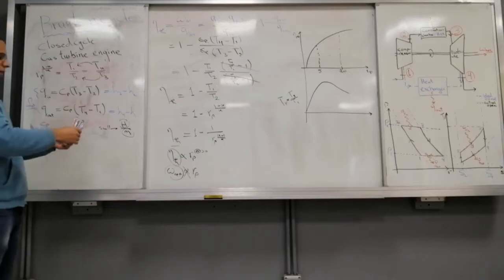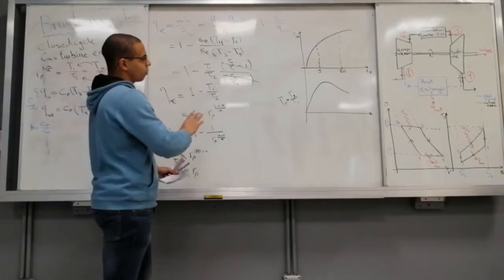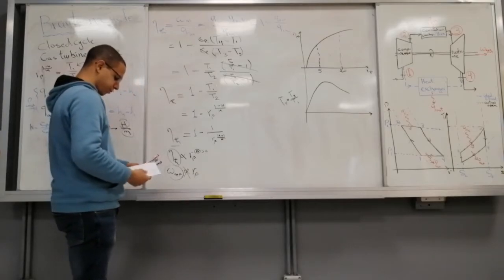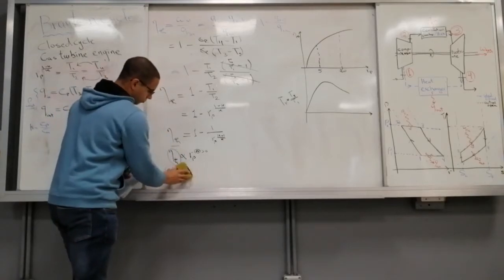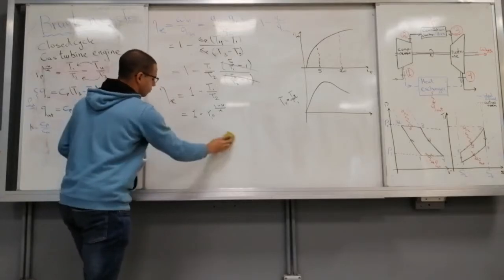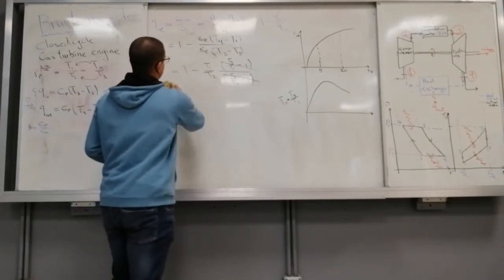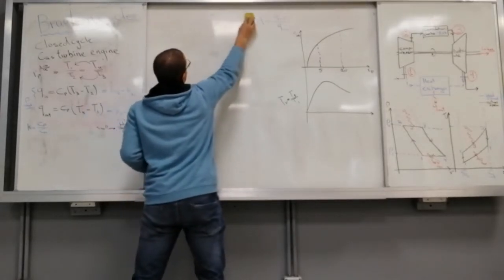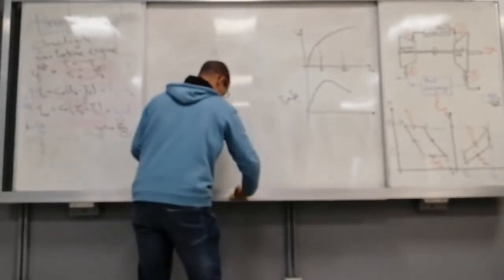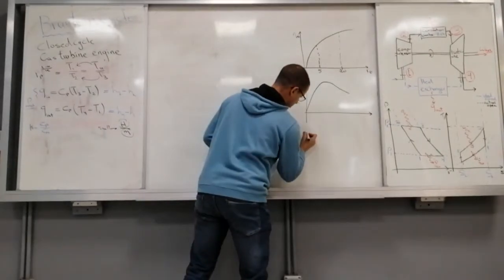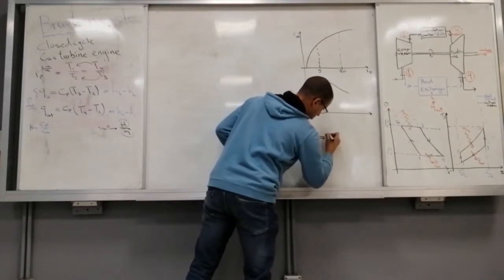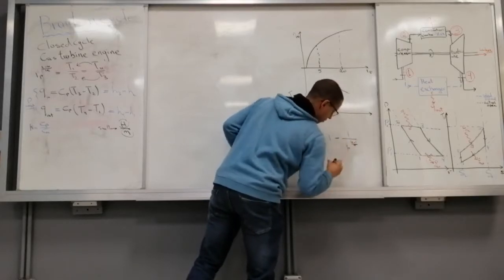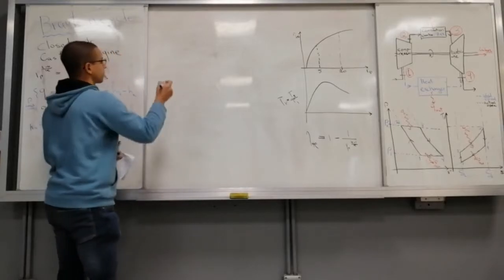Thus, we have to make some compromise between both the efficiency and the output work. And to visualize and to be convinced with this argument, we might make a somewhat graphical argument to discuss this matter. We already agreed that the thermal efficiency equals 1 minus 1 over RP to the power (K minus 1) over K. We have derived this already.